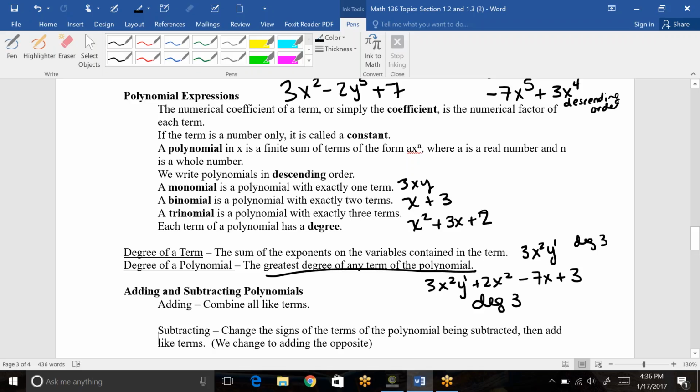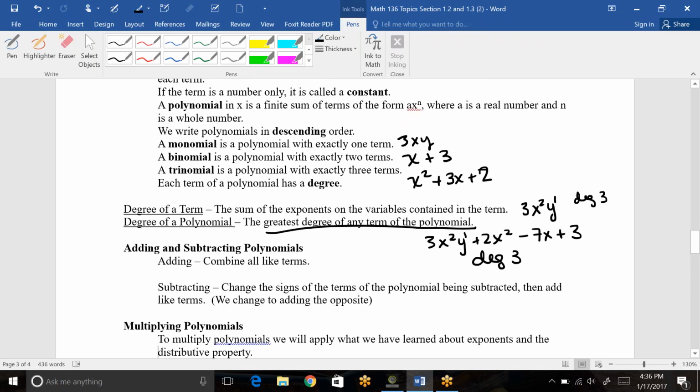If you want to combine polynomials, there's a couple different things. You could add or subtract, but that means you're combining like terms. Like terms means you have the same variable with matching powers.